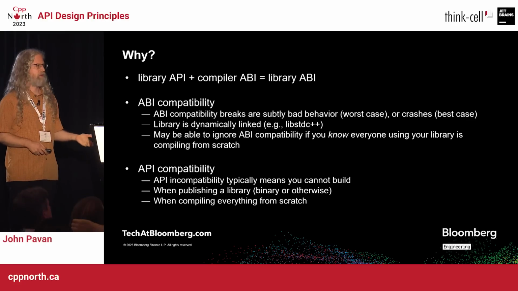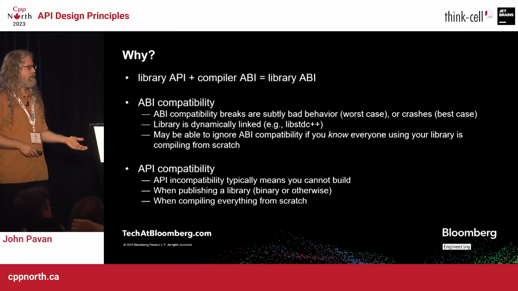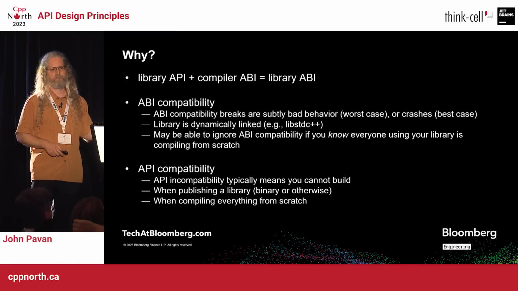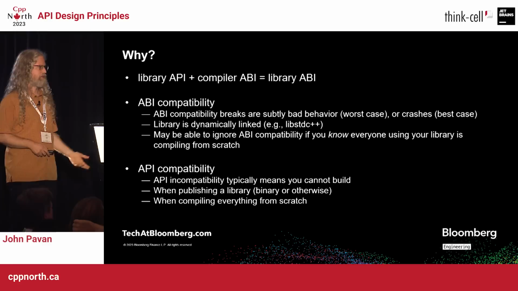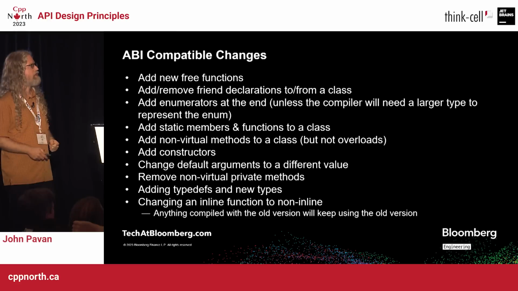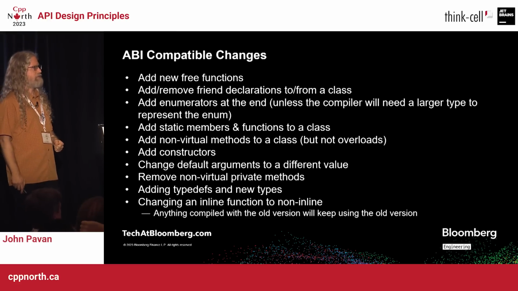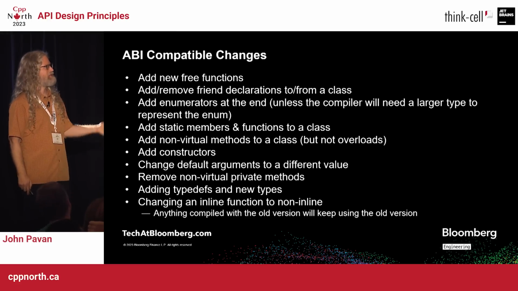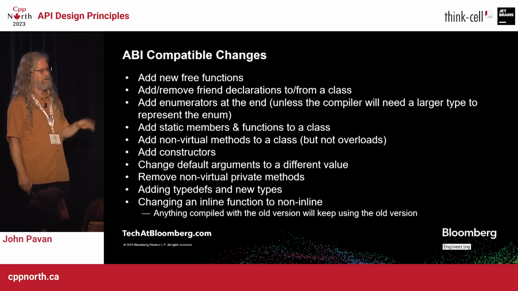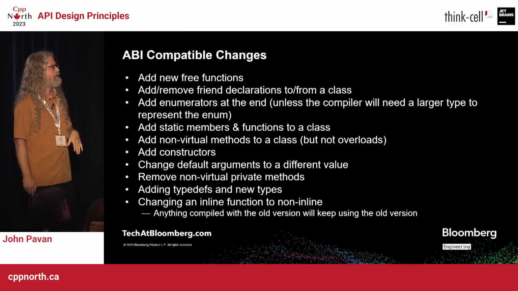However, in all cases, you're going to have to worry at least a little bit about API compatibility. If you have a problem with API compatibility, this basically means that you're not going to be able to build. You need to care about it anytime you publish a library, whether it's a binary publication, a source publication, or some other sort of publication. And you do have to care about it even when you compile from scratch. So I'm going to attempt to get through this as quickly as possible. This is the list of ABI compatible changes. There will then be a list of ABI incompatible changes, and we'll do the same thing for APIs.